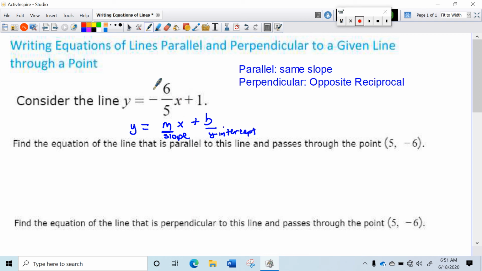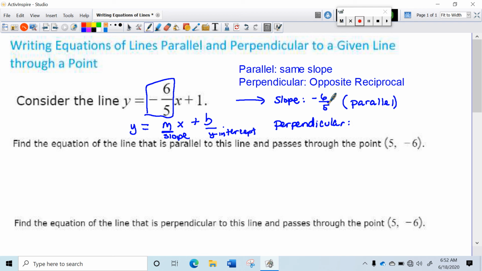Your first job is to take the equation they give you and find the slope. The slope of this line is negative 6/5. Now the parallel line will have the same slope. The perpendicular line will be opposite. So since this one's negative, my perpendicular line is going to be positive. And you flip the reciprocal, you flip the fraction. So instead of 6/5, it's going to be 5/6.